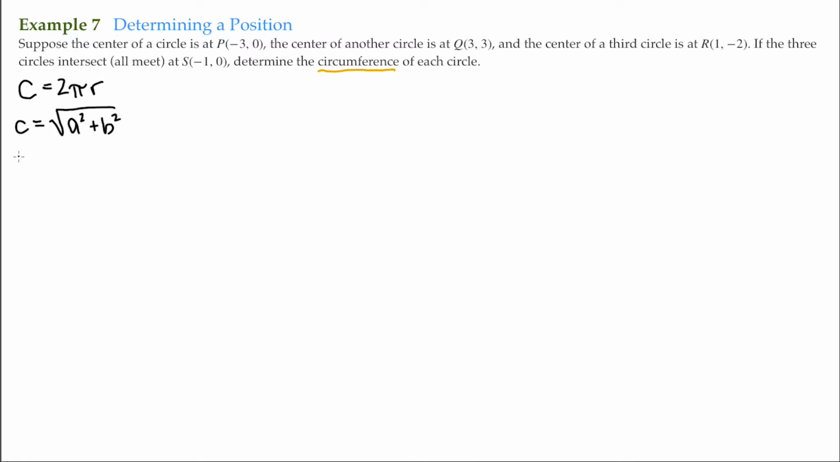So I have point P at -3 and 0, and it's got an endpoint at S at -1 and 0. A is equal to the absolute value of the difference of the x coordinates. So I got -3 minus -1.